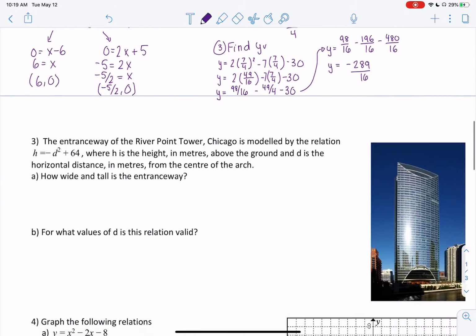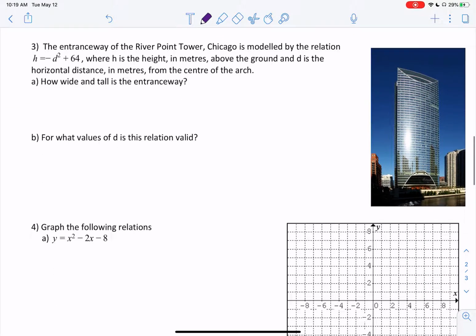Okay, let's try another example. The entryway of the River Point Tower in Chicago is modeled by the relation h equals negative d squared plus 64, where h is the height in meters above the ground and d is the horizontal distance in meters from the center of the arch. How wide and tall is the entryway? So our arch looks something like this. So that's our height, that's our distance, something like that.